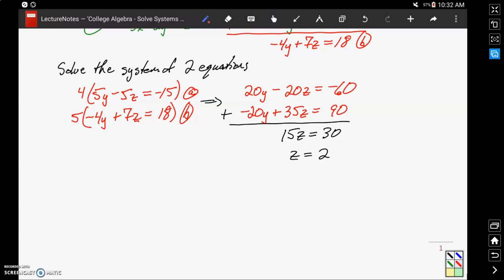What we need to do is take that and substitute back into some of our previous equations. So we'll start with equation A, which was 5y minus 5 times z, which we now know to be 2, is equal to negative 15, which will give us 5y is equal to negative 5, or y is equal to negative 1.